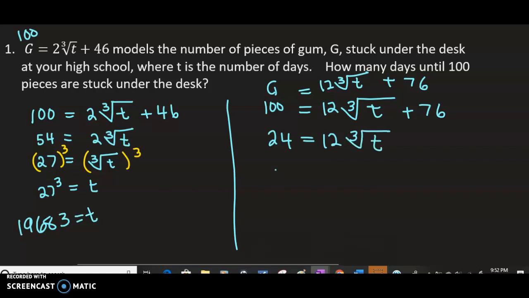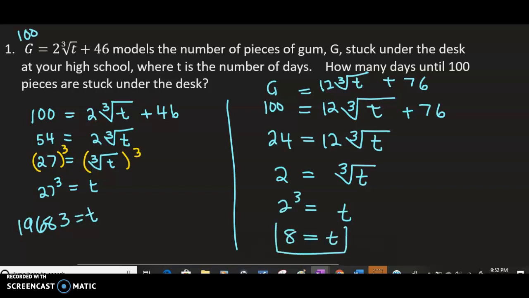Divide 24 by 12, you get 2, equals the cube root of t. And so then t is equal to 2 cubed. So t is equal to 8. Maybe that's a little bit more reasonable, depending on the school. It's a smaller number, nonetheless.